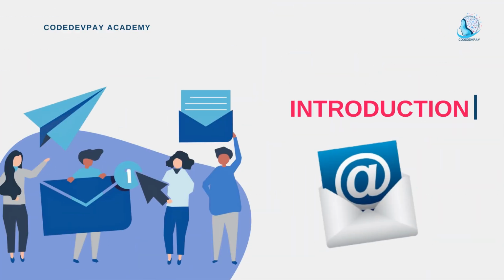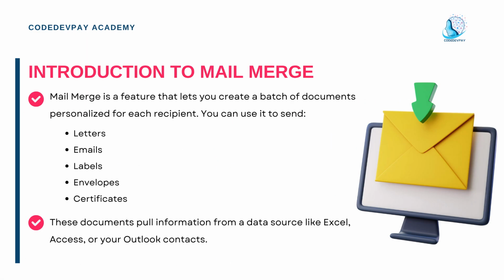What is mail merge? Mail merge allows you to combine a standard Word document with a list of data so that each copy of the document is customized for a different person. You can use it to send letters, emails, labels, envelopes, and certificates. These documents pull information from a data source like Excel, Access, or your Outlook contacts.